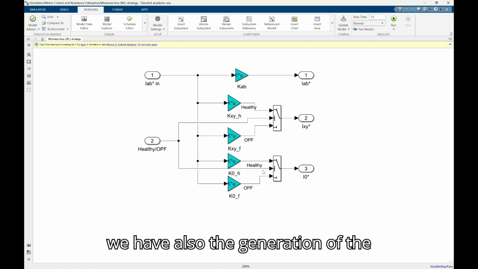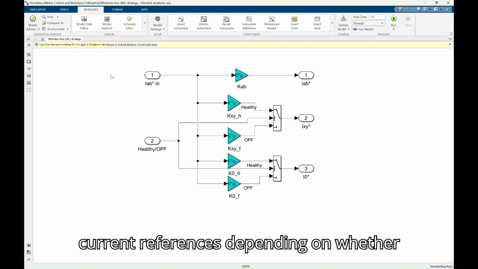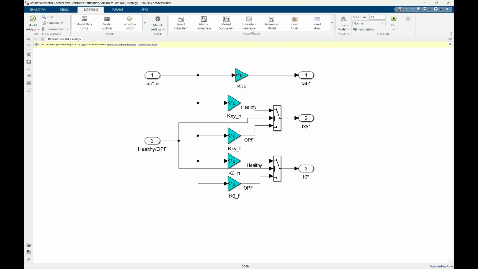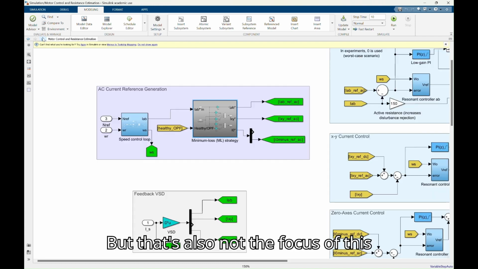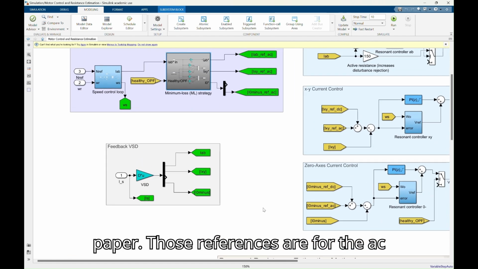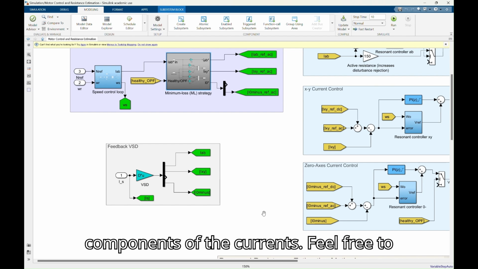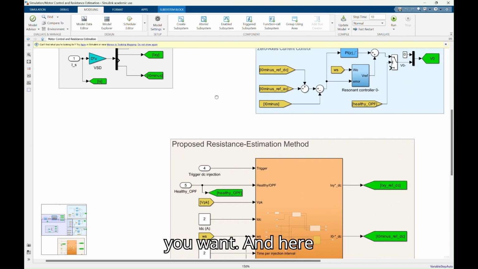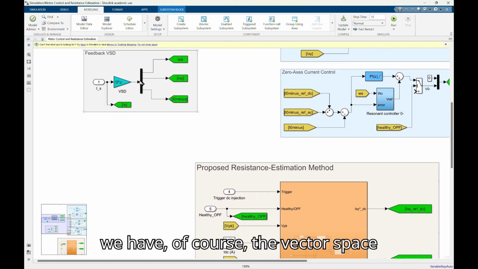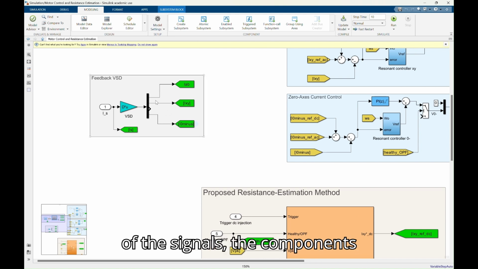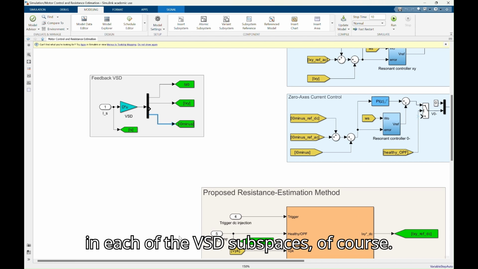Here we have also the generation of the current references depending on whether we are in healthy condition or in open phase condition. But that's also not the focus of this paper. Those references are for the AC components of the currents. Feel free to check our previous papers about that if you want. And here we have, of course, the vector space decomposition, changing the coordinates of the signals, and the components in each of the VSD subspaces.